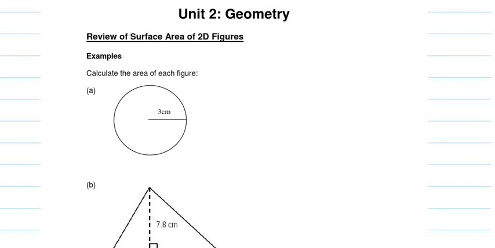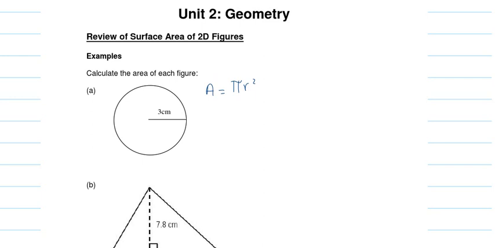Since it's a circle, the formula for the area of a circle from your formula sheet is area equals pi r squared. When you're using your calculator to calculate this, I want you to use the pi button, okay? You don't use 3.14, you use the pi button, all right? So this is what we're going to do.